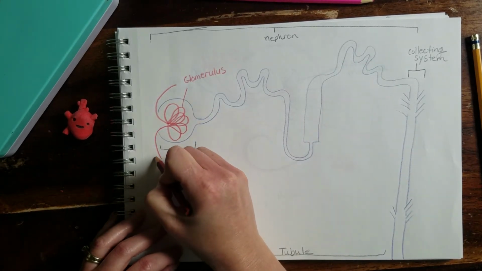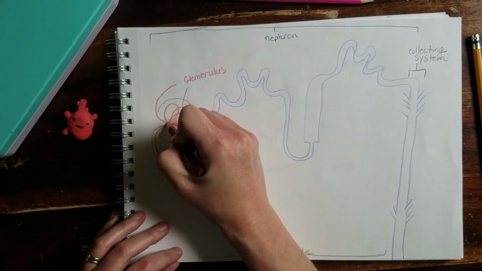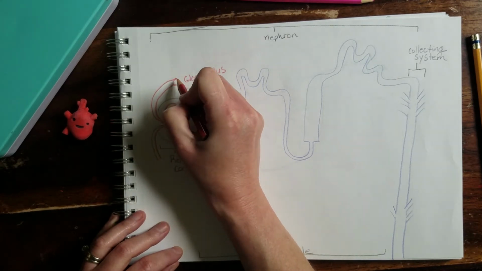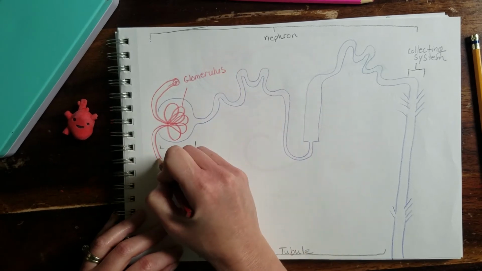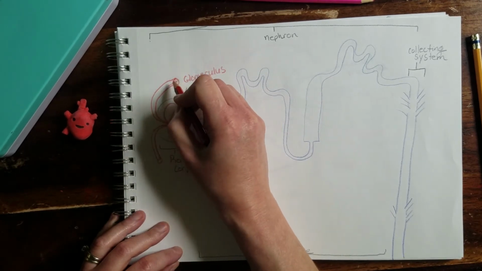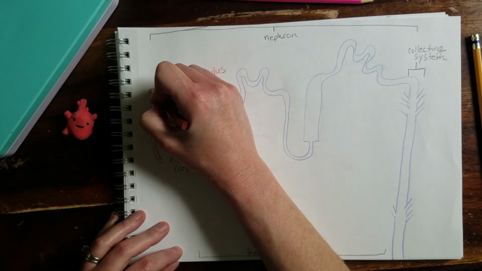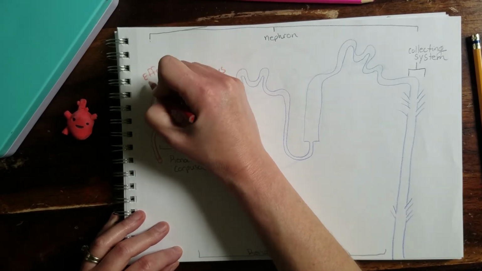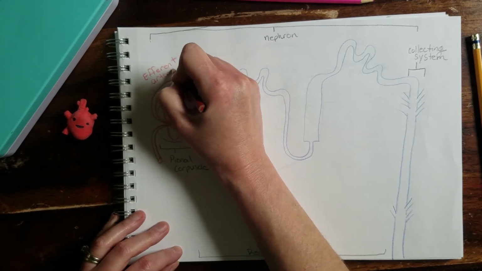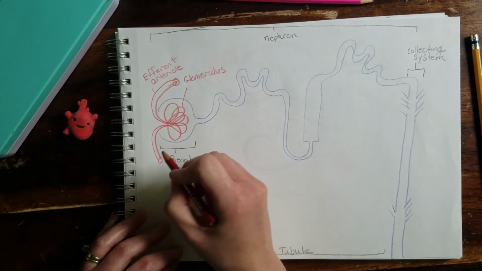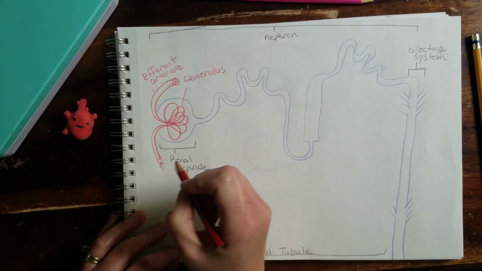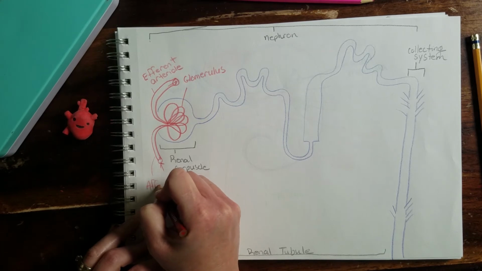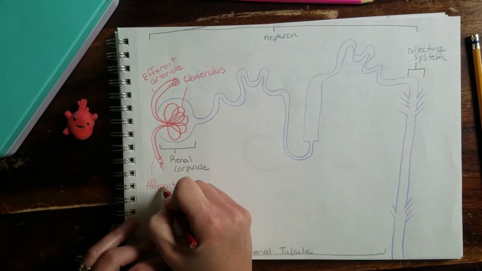Now this vessel leading in is going to be called the afferent arteriole, and the vessel coming out is the efferent arteriole. So let's go ahead and write efferent arteriole. And then over here, blood is going in. This is our afferent arteriole.